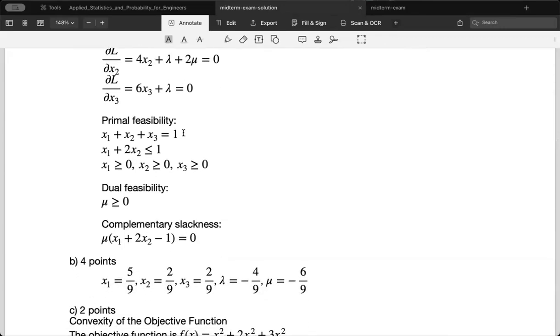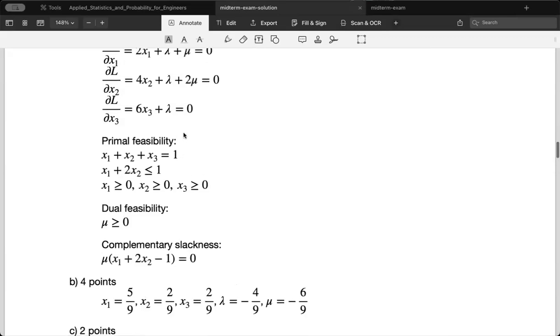And dual feasibility, mu must be greater than or equal to 0. And the next one, this is important, complementary slackness. From the inequality, mu times this inequality constraint must be 0, right? The condition forces either mu to be 0 or this constraint to be active. If this constraint is active, we don't care about mu. However, if this constraint is not active, mu must be 0.